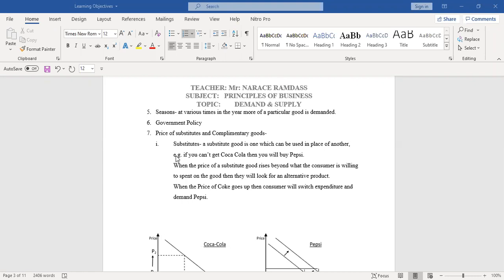So let's examine what substitutes are. A substitute good is one which can be used in place of another. For example, if you can't get Coca-Cola, then you will buy Pepsi. When the price of a substitute good rises beyond what a consumer is willing to spend on the good, then you will look for the next best alternative product. And in this case here, it will be Pepsi.